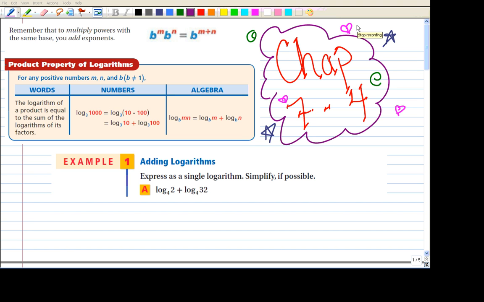Alright, so before we start talking about some properties of logarithms, remember that logarithms and exponential expressions are inverses of each other. So we can use properties from exponents in a certain way whenever we are looking at logarithms. So up at the top here I say, remember that to multiply powers with the same base you add exponents, so multiply and add go together.